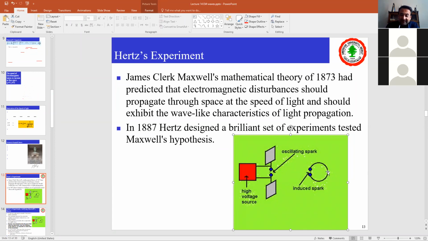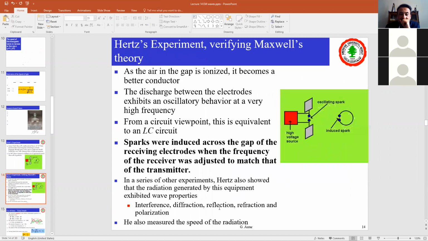So on one hand, he can see the spark happening when he applies the high voltage source on the emitter, and then he can check whether he's seeing an actual spark on the antenna side, on the receiver side. And his experiment was successful. He was able to detect the sparks on the receiver side when we have a spark on the emitter side.